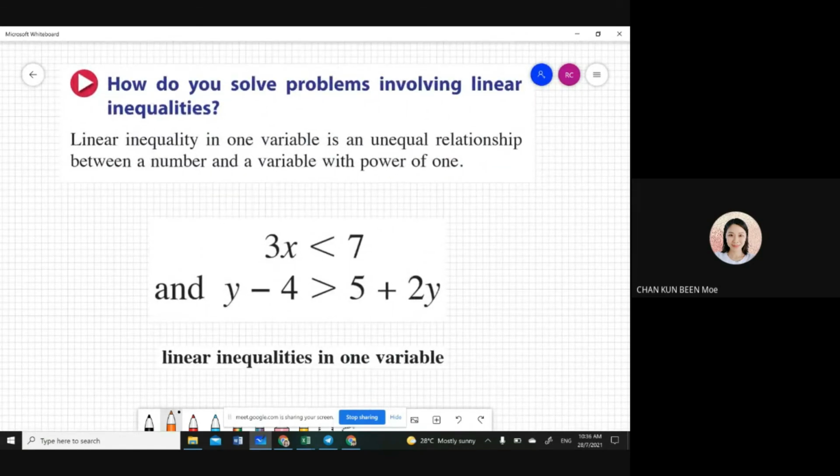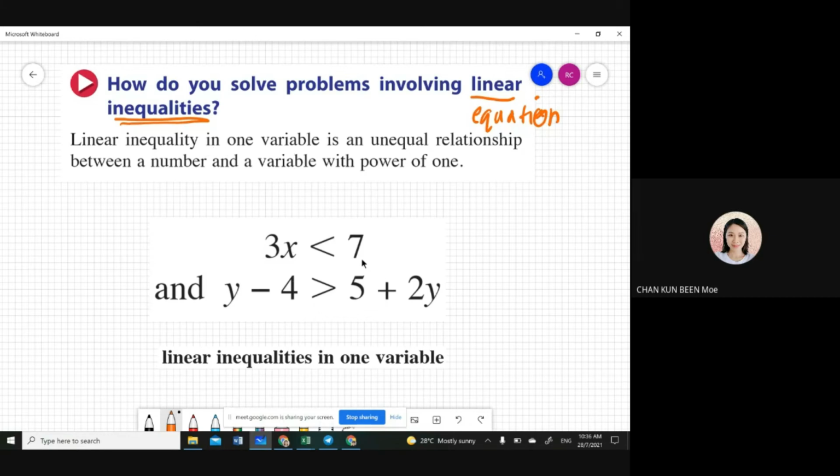Okay, this one is related to linear equations, which you learned in the previous chapter. If you know how to solve linear equations, it's very easy for you to solve linear inequalities. Now we look at this. They give you the example of a linear inequality first: a linear inequality in one variable.